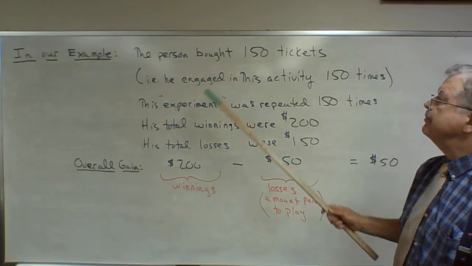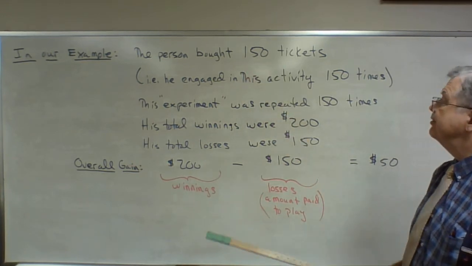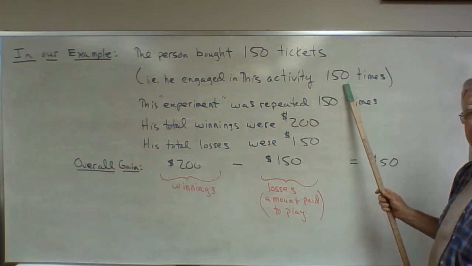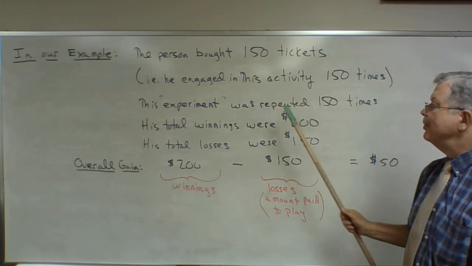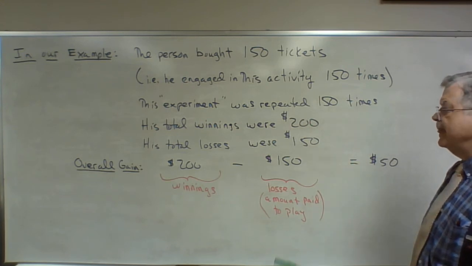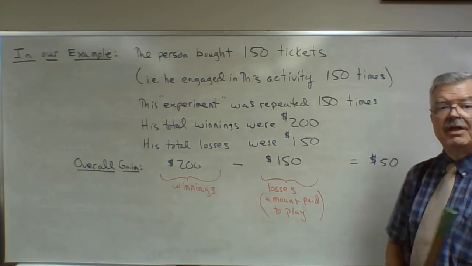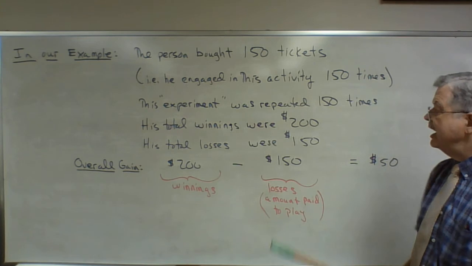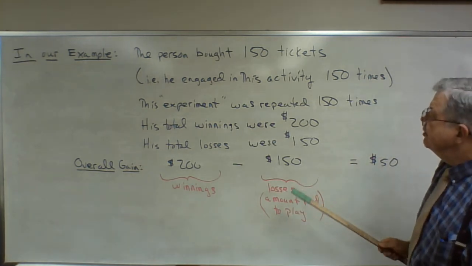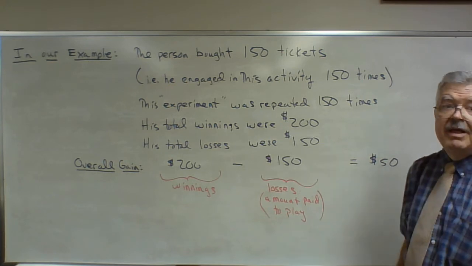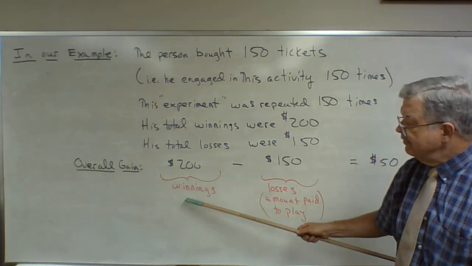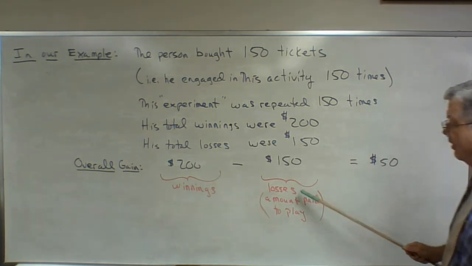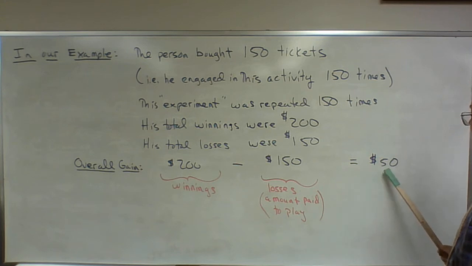Let's consider our example. Person bought 150 tickets. In other words, he engaged in this activity 150 times. Or in probability lingo, this experiment was repeated 150 times. His total winnings were $200. He won twice, $100 each time. His total losses were $150. He bought 150 lottery tickets. Those were his losses. So the overall gain, his winnings, $200, minus his losses, the amount paid to play, that leaves him with $50 overall gain.